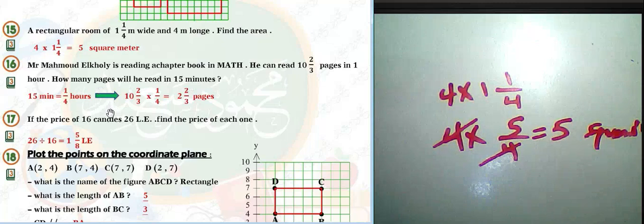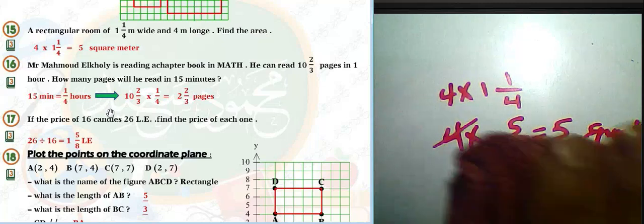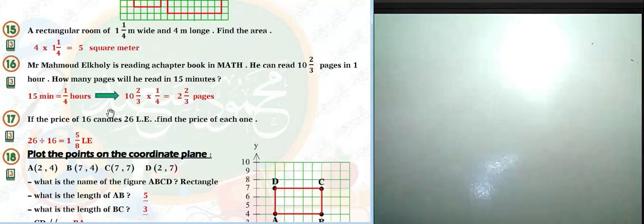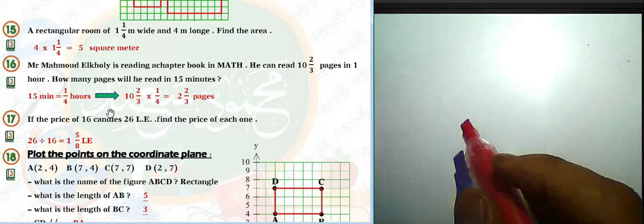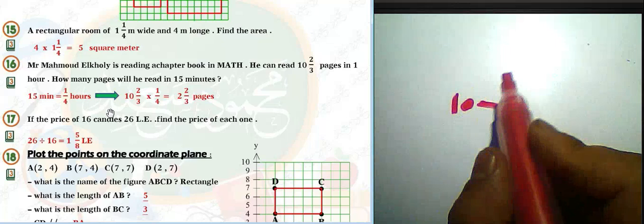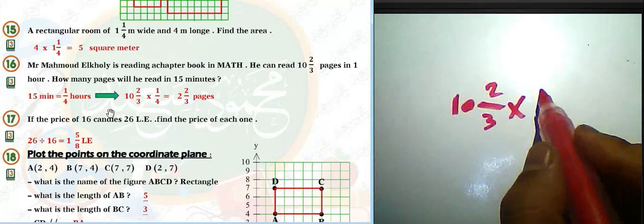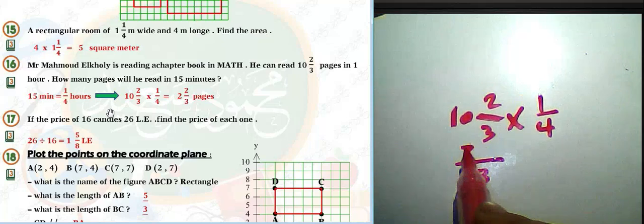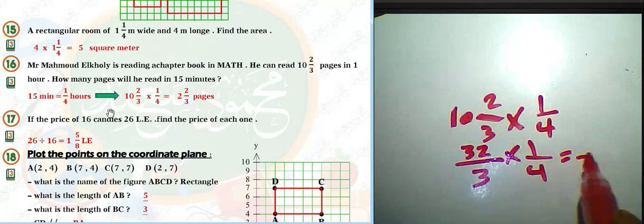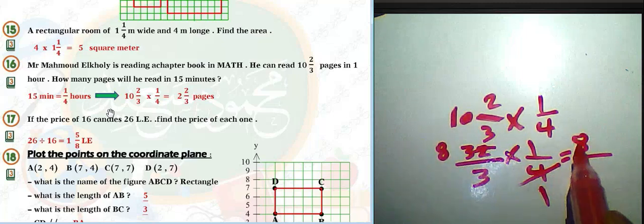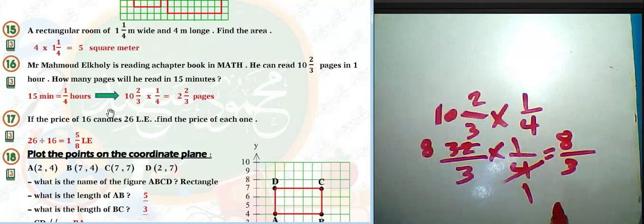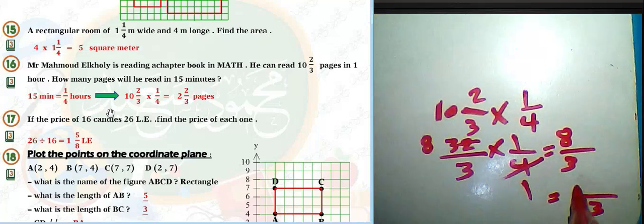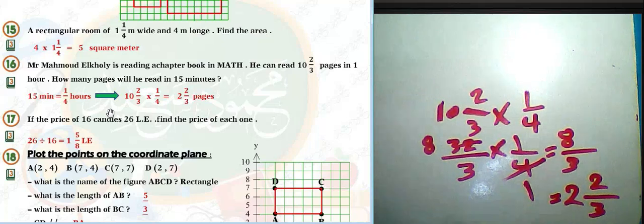Then multiplication: 10 and 2 over 3. You can convert this mixed number to improper. 10 and 2 over 3 multiplied by 1 over 4, write 3 here. 3 times 10 equals 30. 30 plus 2 equals 32 times 1 over 4. 4 divided by 4 equals 1. 32 divided by 4 equals 8. The result will be 8 over 3, and then you can convert this fraction to mixed number. 3 times 2 equals 6, and the remainder 2. 2 and 2 over 3 books.